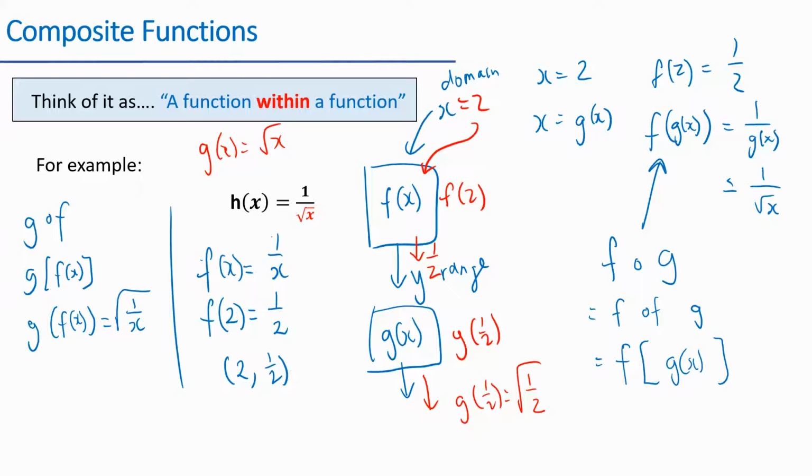See, the way I'm drawing it, the first number, what was my domain? It was 2. That was my domain. My range is what I'm putting into the second function. Okay? Now here's the issue. I'll show you what the issue is.